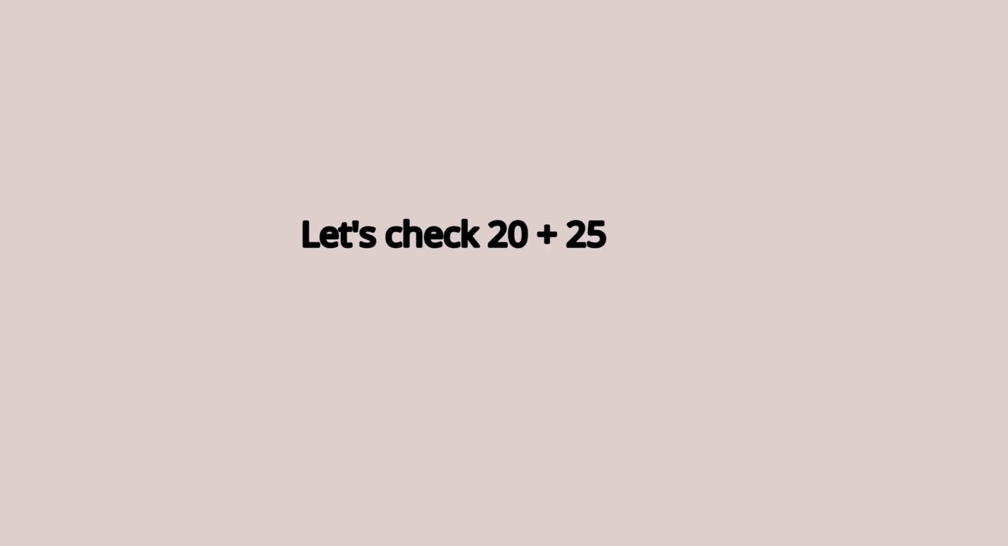Let's check. 20 plus 25 plus 30 plus 35 plus 40 is equal to 150. There are 5 values. Now divide. 150 divided by 5 is equal to 30. Excellent. Quick practice.